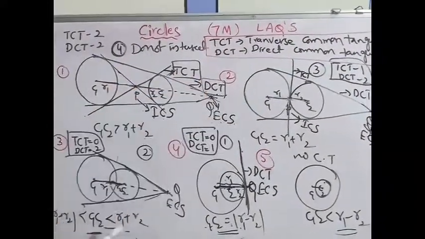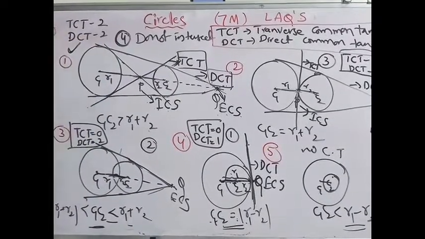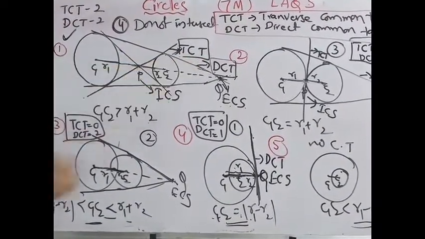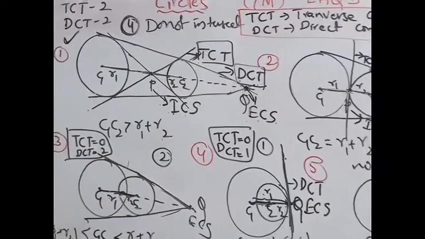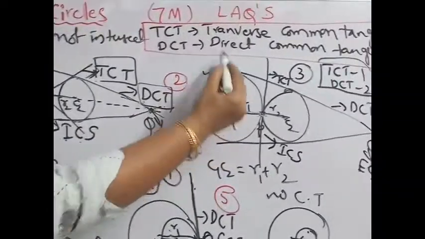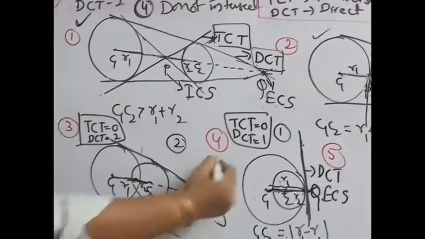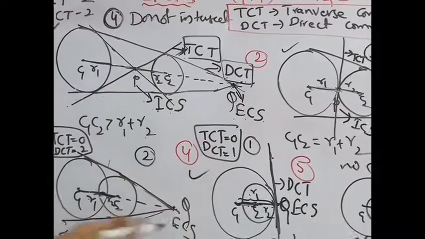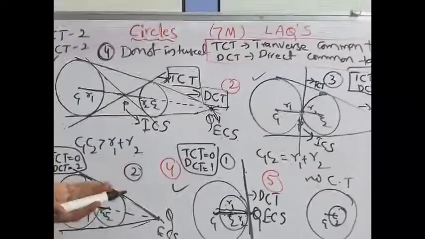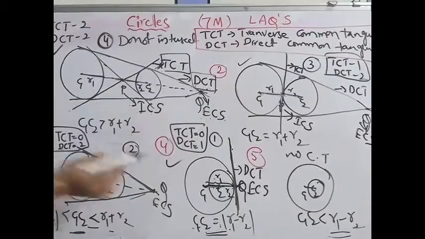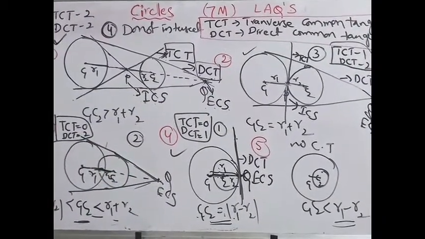Out of these, this is the important one to find transverse common tangents and direct common tangents. And the next ones are this and this. These three are very, very important. All are important, but out of them these three conditions are very, very important. So let us go to the problem.